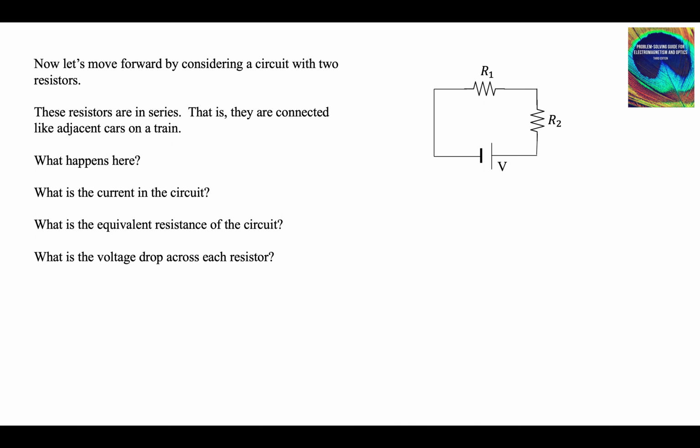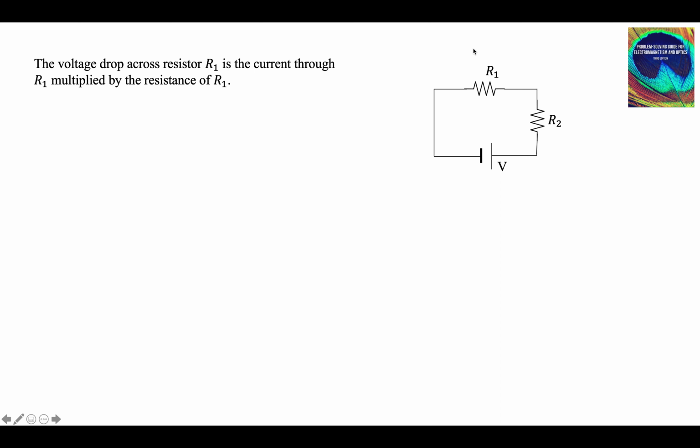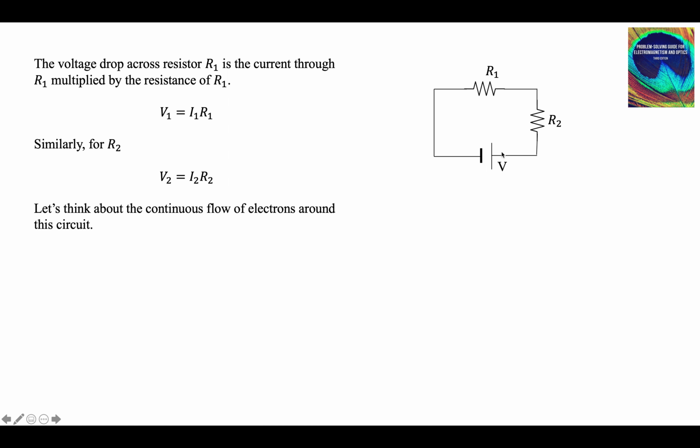What's the voltage drop across each resistor? How is the voltage drop across each resistor related to the voltage of the battery? So let's see. The voltage drop across resistor 1 is the current through R1 multiplied by the resistance R1. V1 is I1 R1. Same thing for resistor 2. That's true all the time. What we want to know is what's the equivalent resistance of this circuit.